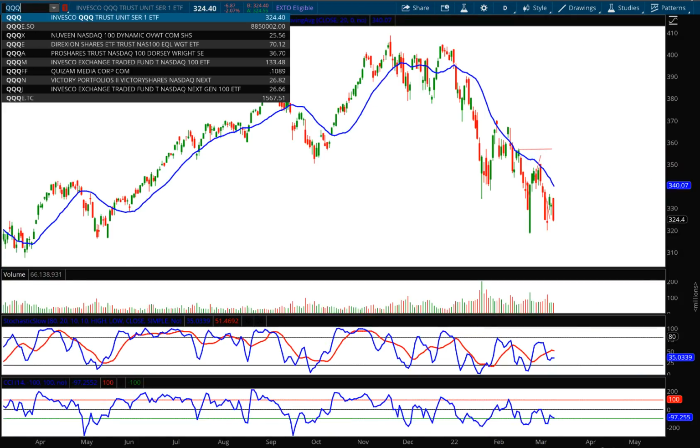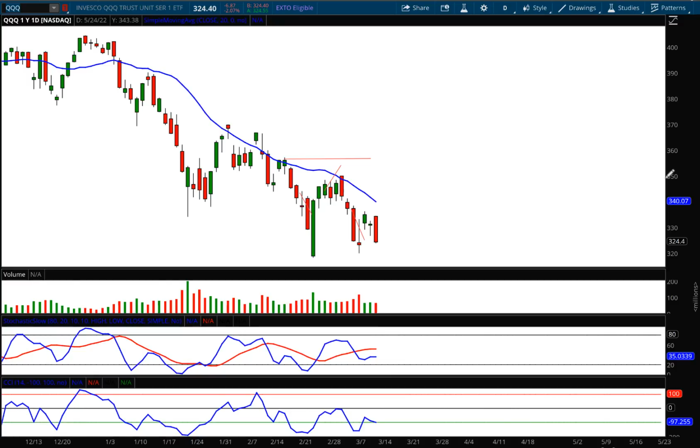This is the ETF that basically tracks the tech sector. Again, on Tuesday, we hit my target precisely, did the same type of bounce like we saw in the Dow. But here we go. This is another bearish engulfing candle.